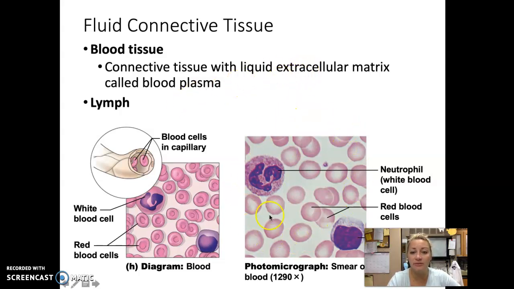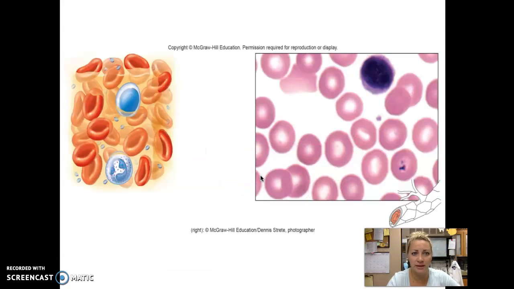For our fluid connective tissue, we have blood, looking here. You will have to identify this as blood. Notice how we have all these little dots. These are the red blood cells. Red blood cells are so thin in the middle that they actually look like they're clear, but they're not. It's just that light's shining through it, like how you can shine light through certain thin curtains, right? And then these purple guys are the white blood cells. Lymph would also be a fluid connective tissue.